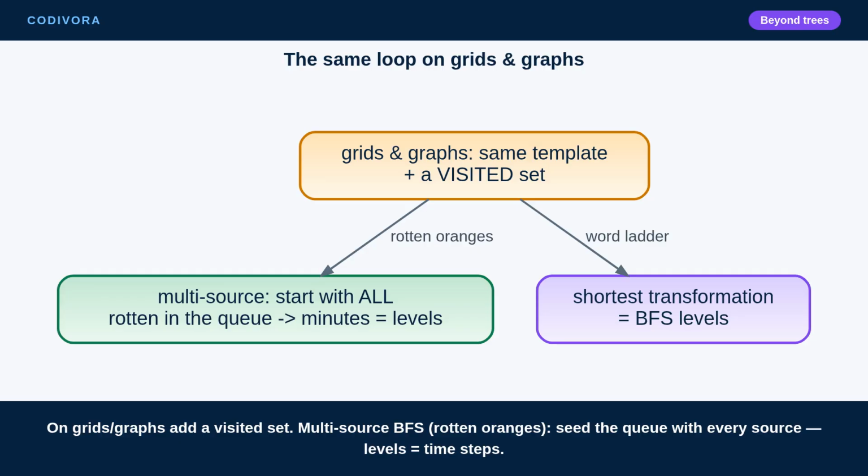one addition, a visited set, since unlike trees, they have cycles. The showcase is multi-source BFS, rotten oranges. Seed the queue with every rotten orange at once, and each level of the sweep is one minute of rot spreading. Levels equal time. Word ladder, shortest transformation sequence. Same story. Each level is one edit step. When a problem says shortest, fewest steps, or spreads outward, this queue is already the answer.